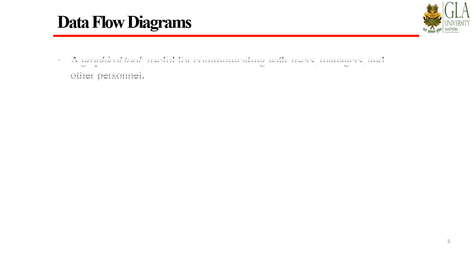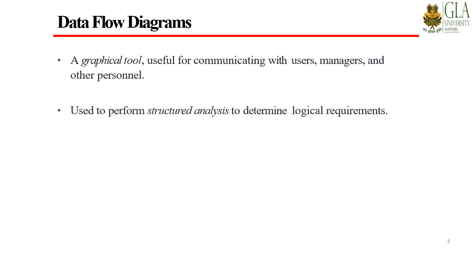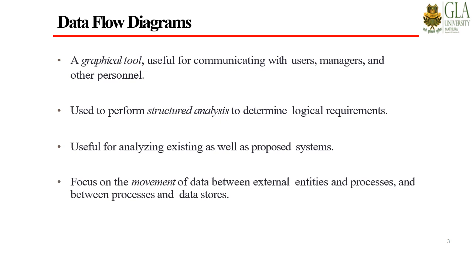Now after the context diagram, next is the data flow diagram that we need to draw. Before that, let's see what the data flow diagram is. It is a graphical tool used for communicating with users, managers and other personnel related to the system or software that we are going to develop. It is used to perform structured analysis to determine the logical requirements of the system. It is useful for analyzing existing as well as proposed systems.